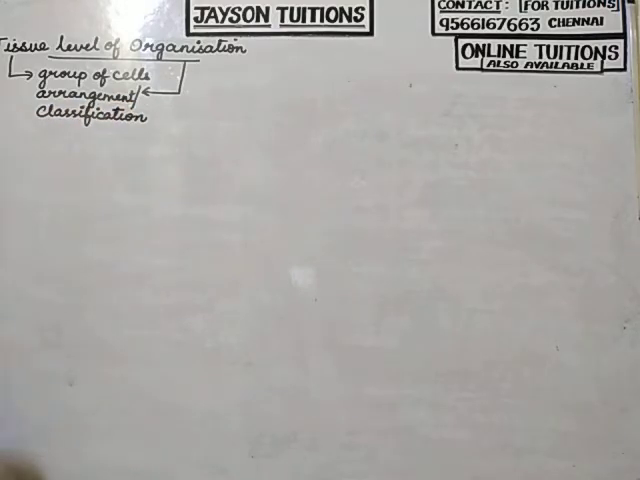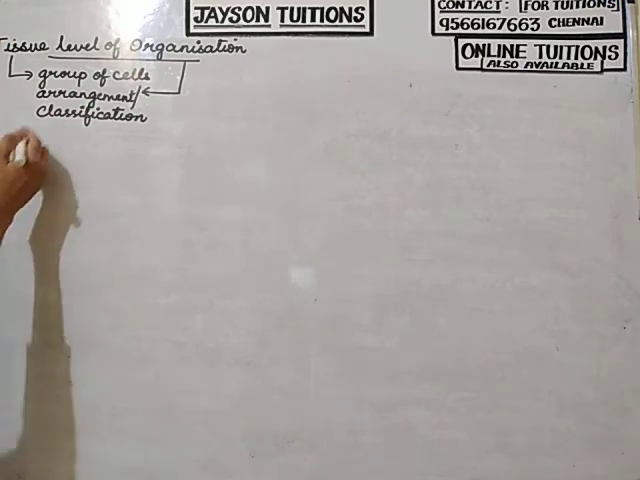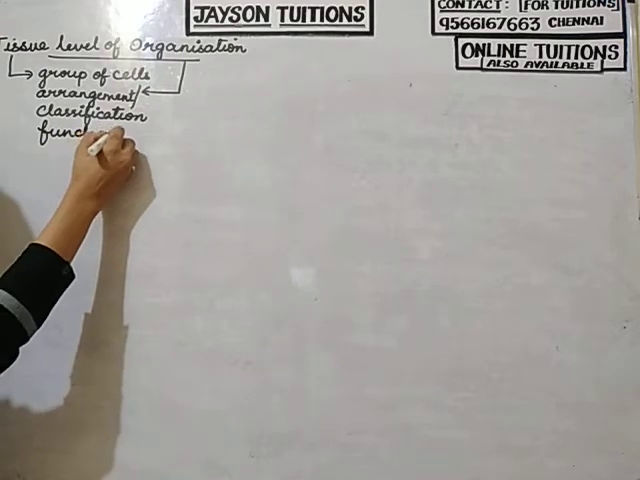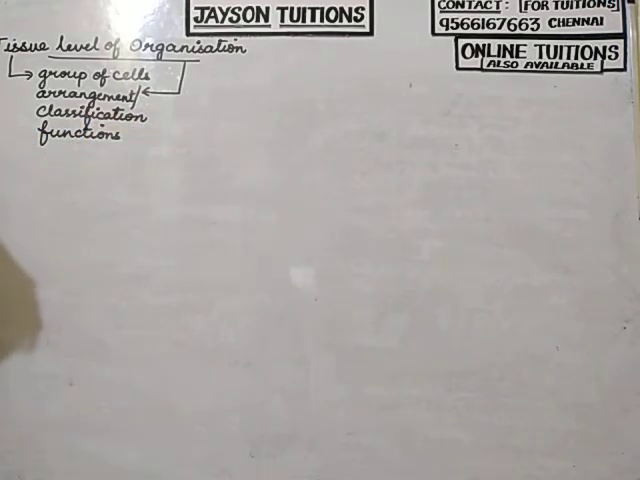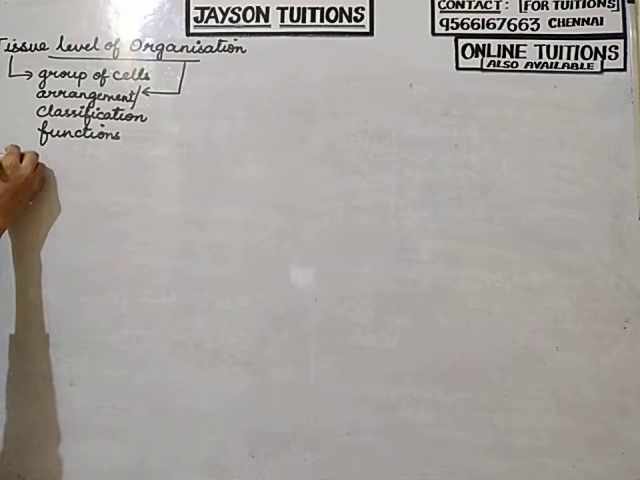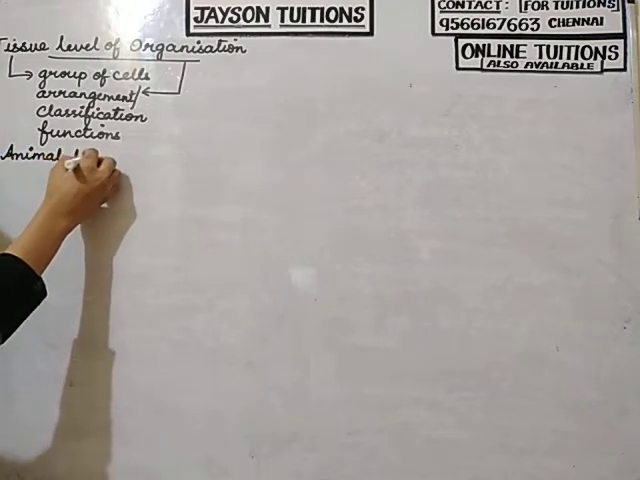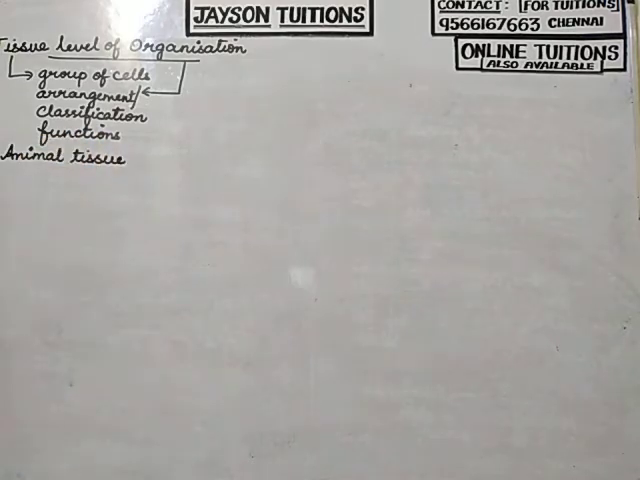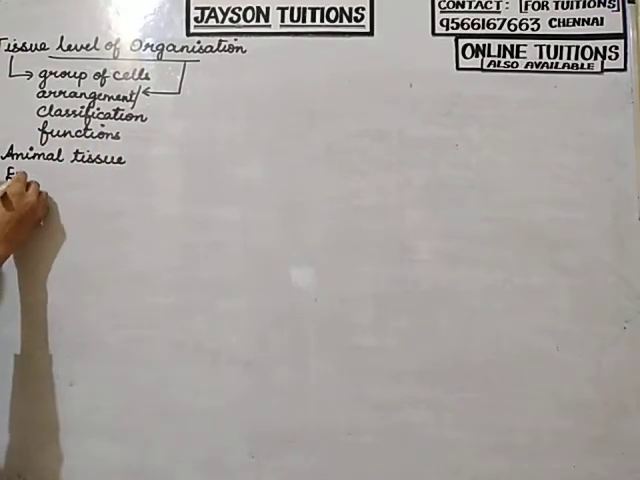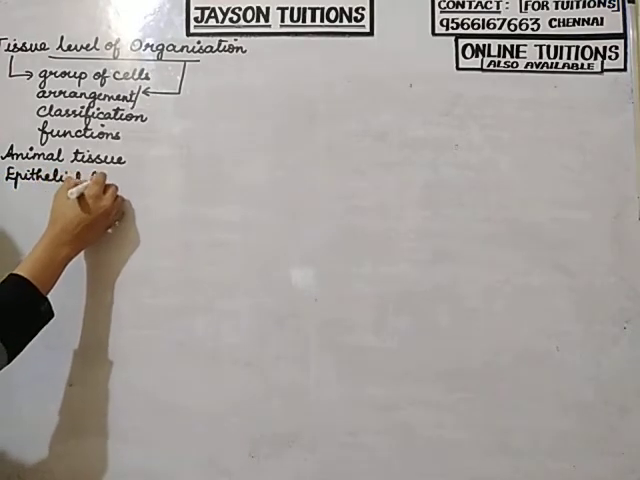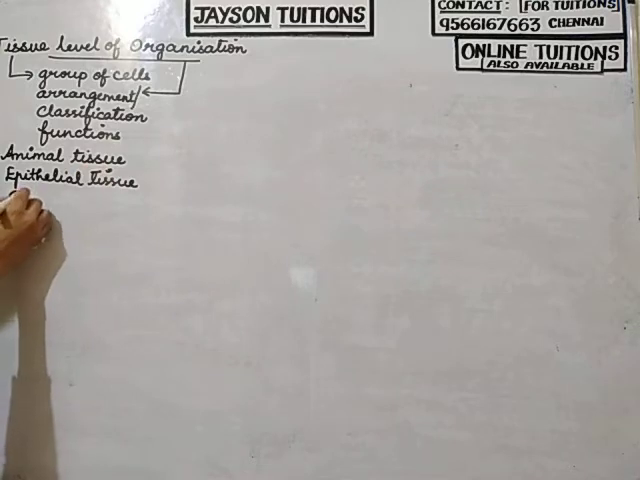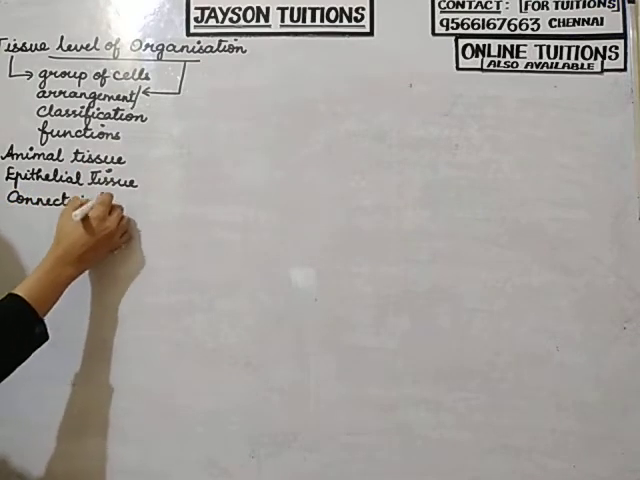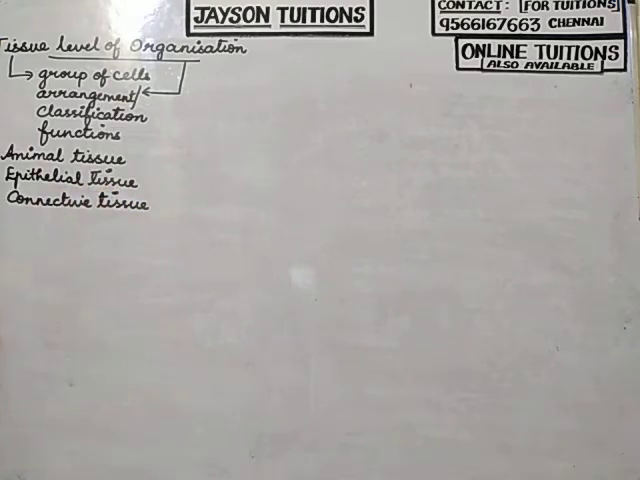So how in the tissues the arrangement is made, or the classification is made, or how the functions are separated. What are the different functions of different tissues, all of that we are going to study. We are going to study animal tissues, epithelial tissue, connective tissue. So first we will be studying about these three tissues.